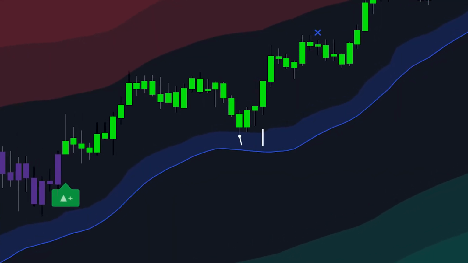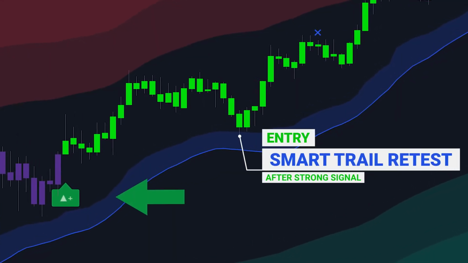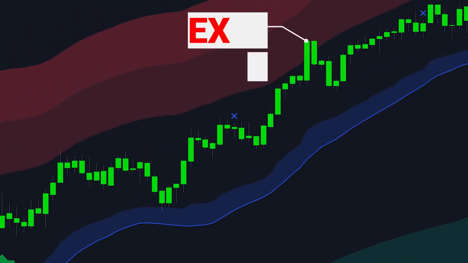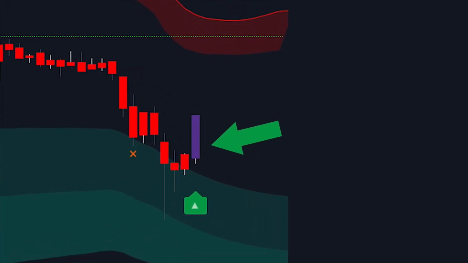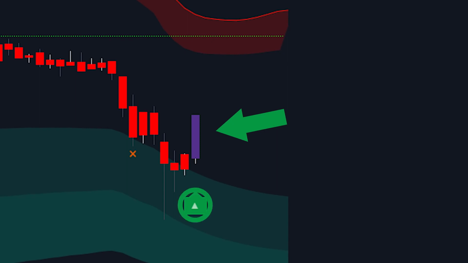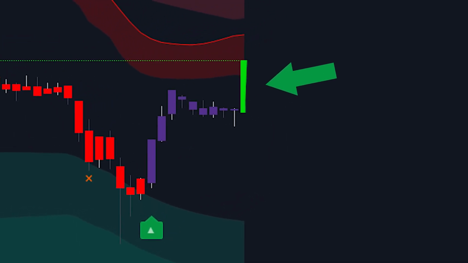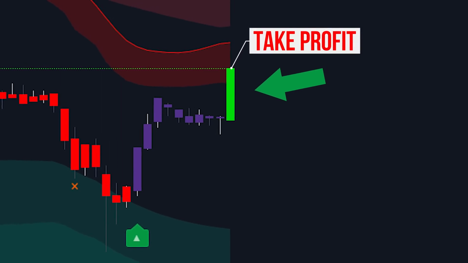Well, maybe you could look to enter on a retest of the blue smart trail only when price prints a signal above it, and then look to exit when price hits the upper reversal zone. Or another basic idea here could be when price exits the bottom reversal zone and prints a signal, to enter and then consider taking profit once price simply reaches the red smart trail area of resistance.